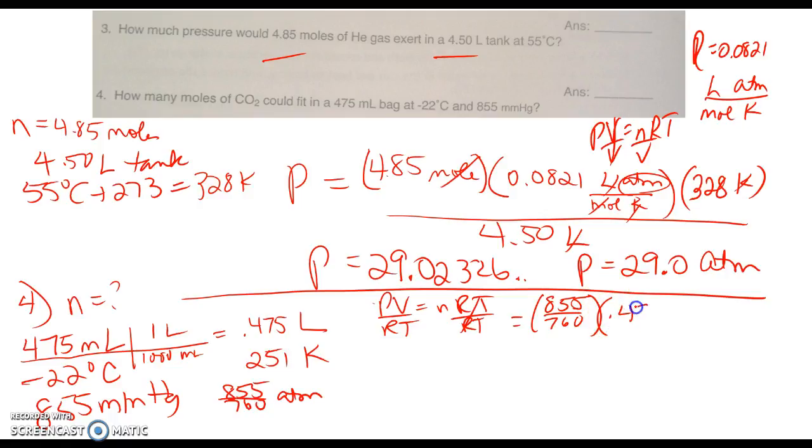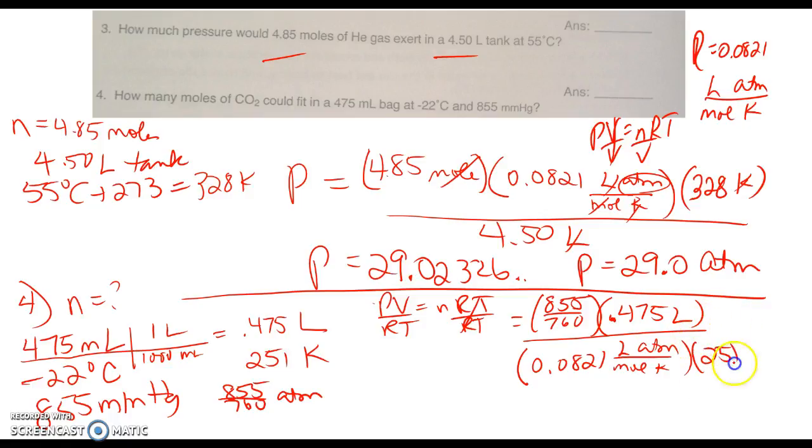Volume, 0.475 liters, right? Divided by R, 0.0821 liters atmospheres per mole degree K, times my temperature, 251 K. So notice liters, atmospheres were here, K. So this goes on top and we will have moles. 855 divided by 760 times 0.475 divided by 0.0821 divided by 251.